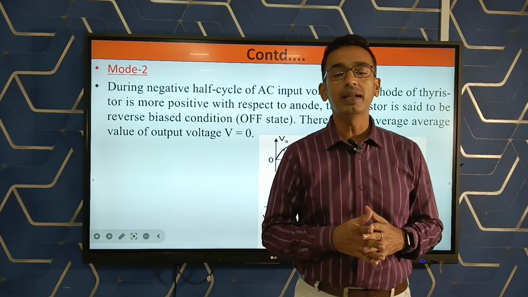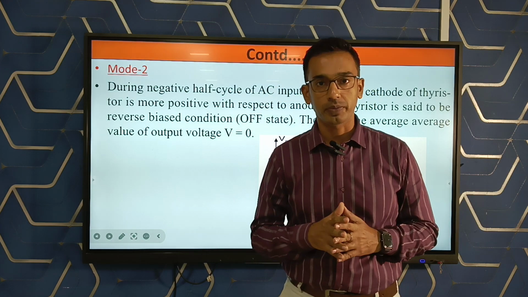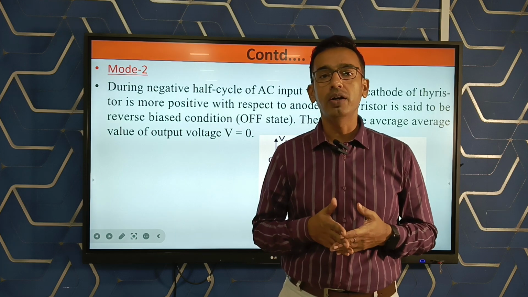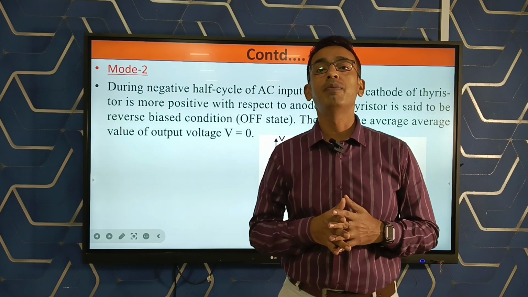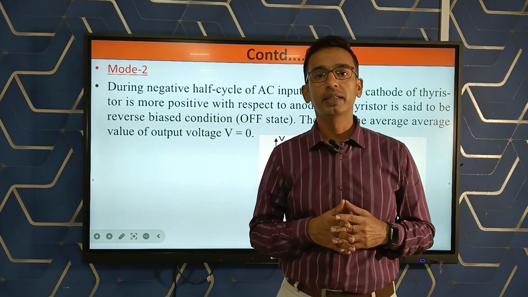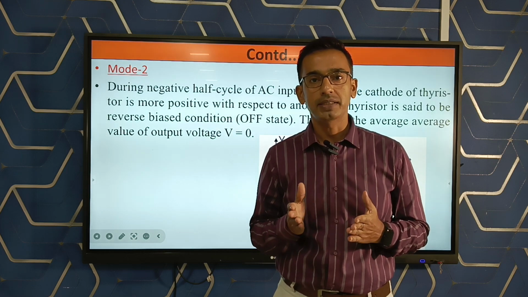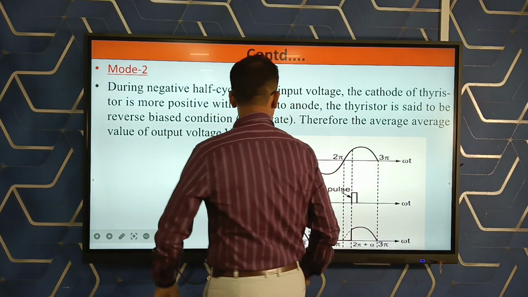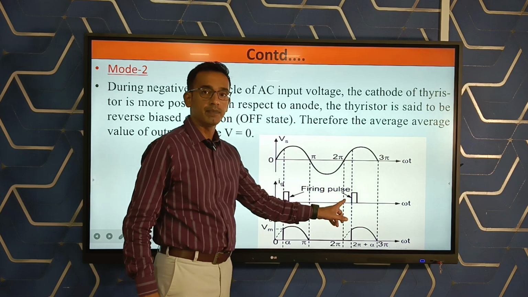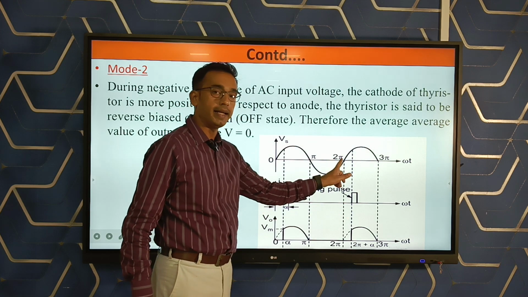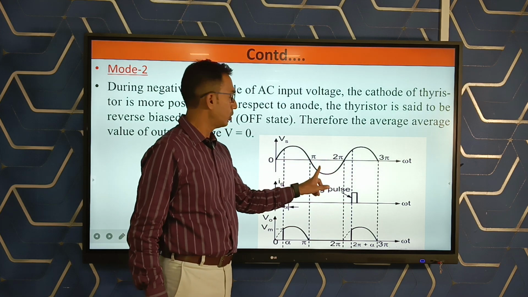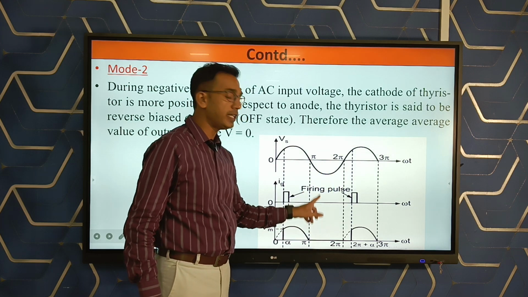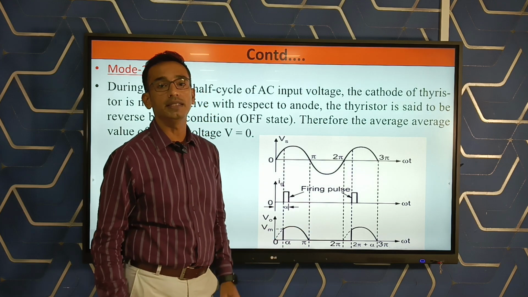In mode 2, what will happen? The thyristor will not conduct. Why? Because the thyristor is reverse biased. During this time the thyristor is reverse biased, so it doesn't conduct. In the waveform you can see there is no output voltage from pi to 2 pi, the negative half cycle. In the negative half cycle there is no output. The output voltage is 0.